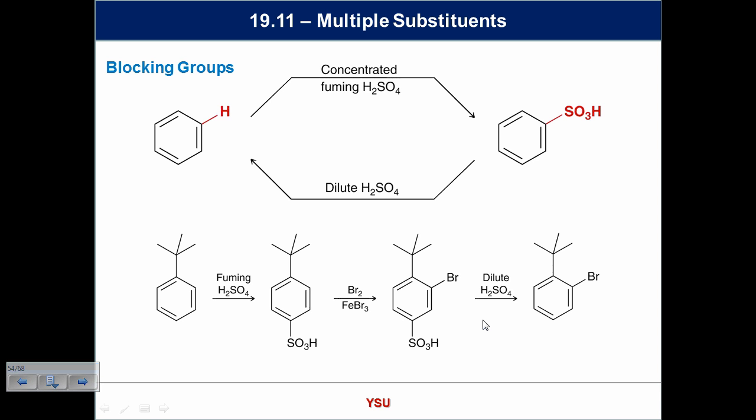Okay. So this is how we do this. We take benzene, and we add on the SO3H group.